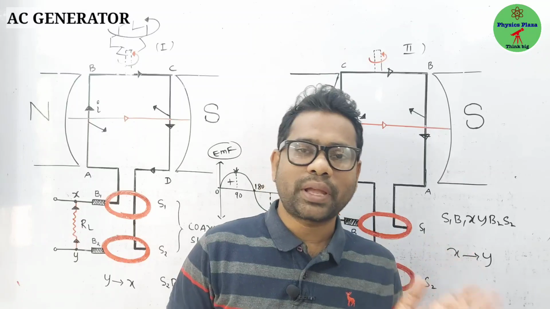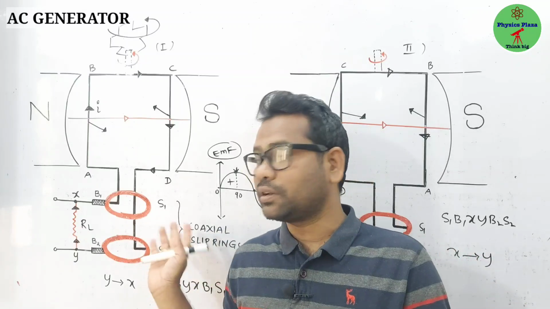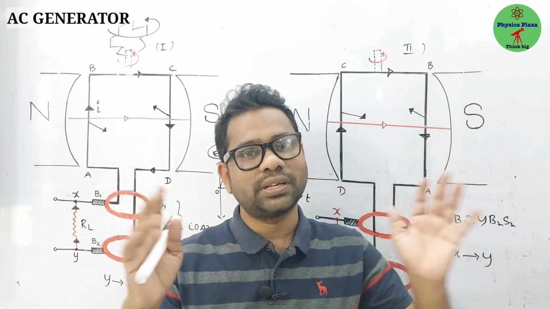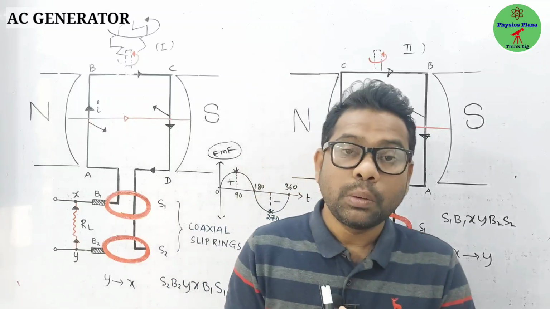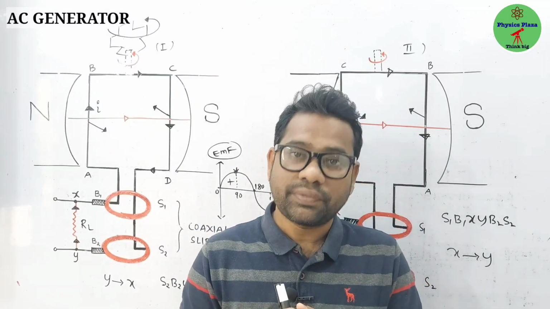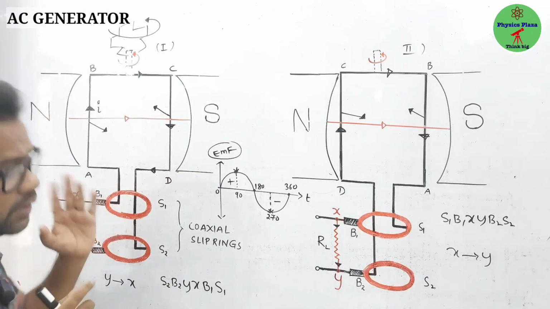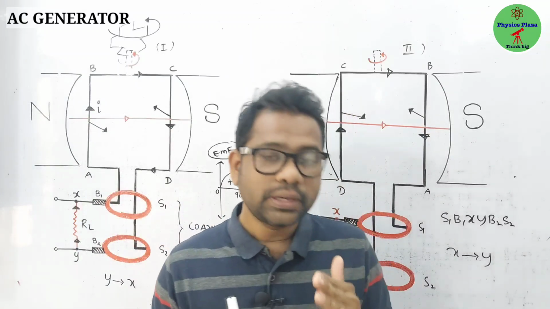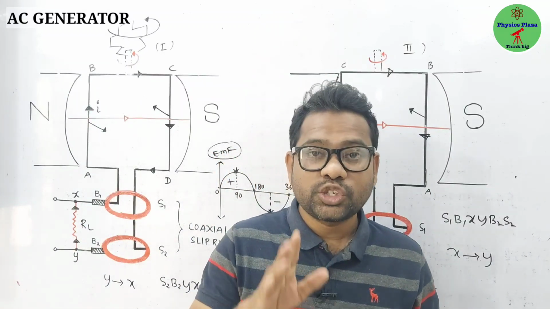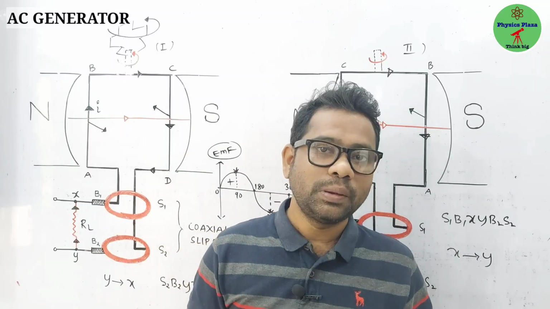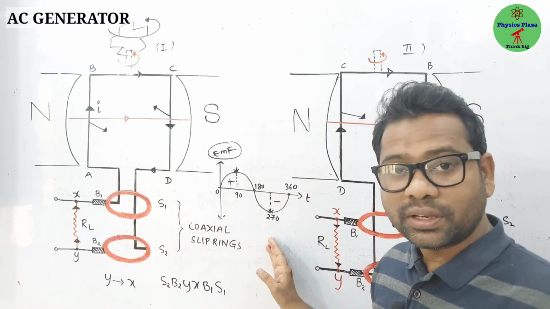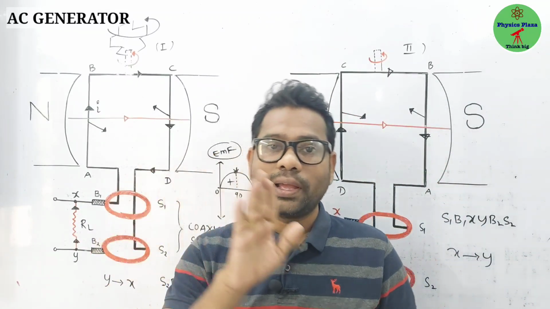The electric motor is electrical to mechanical. The generator is mechanical to electrical. These are similarities. But the differences, children, are very, very important. The first difference: a DC motor will convert electrical energy into mechanical energy, whereas an AC generator will convert mechanical energy into electrical energy.